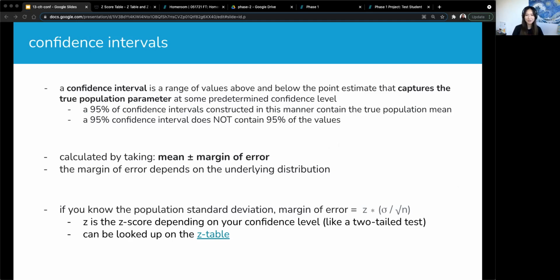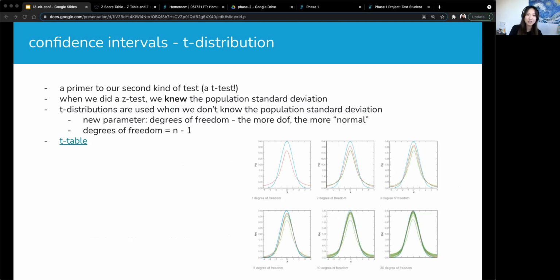All right, so the last thing I want to talk about is the t distribution. So far, what we've been talking about is the normal distribution. Something that looks very similar to the normal distribution, but is not, is the t distribution. So this is a primer to our next series of tests. We're going to talk about t-tests at our next study group. And it's basically used in cases where we do not know the population standard deviation.